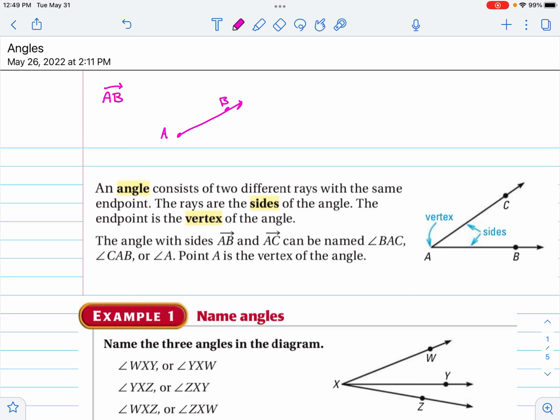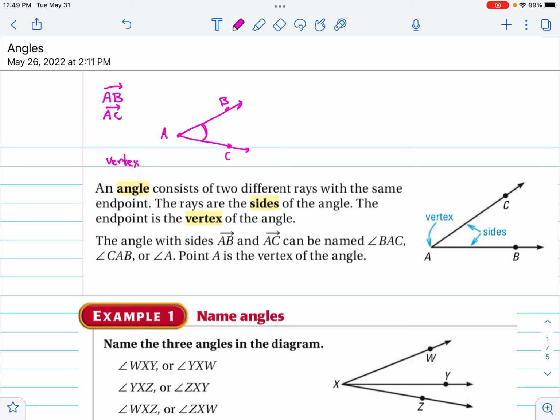And then let's suppose there's another ray. It also starts at A, but let's suppose it passes through C. So we have this ray AC. Now, notice these rays start at the same point. When that happens, we say that that point is the vertex of an angle, this angle right here.